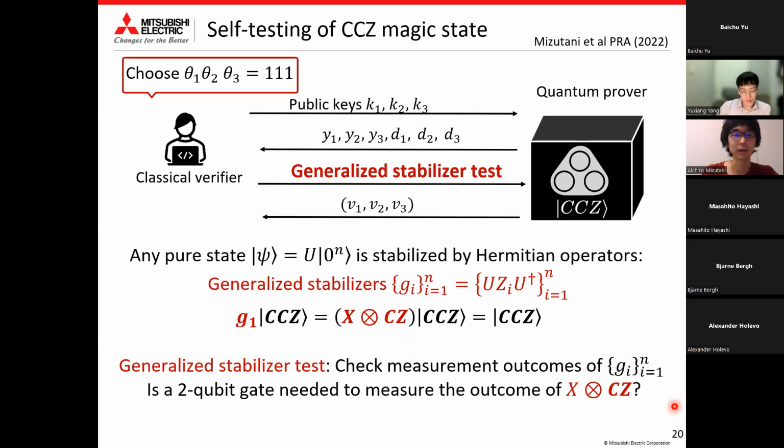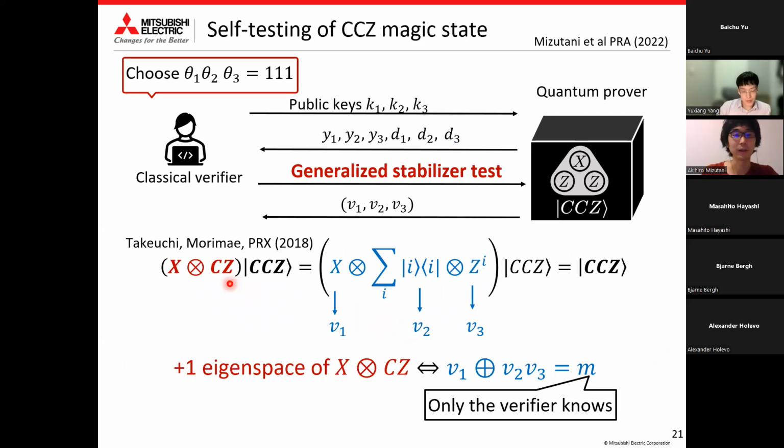Okay, so the crux of this paper is to decompose the generalized stabilizers into the Pauli operators and projectors. The prover measures each qubit in the Pauli basis. Specifically, the prover measures the first qubit in the X basis, and the second and third qubits in the Z basis, and obtains the outcomes V. The prover then sends the outcomes to the verifier.